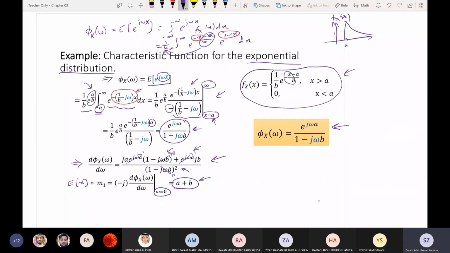Now, if you want to do it again for the expected value of x squared, you need to differentiate this function twice, and so on. However, differentiating twice is different. It's much easier in general than integrating a complex function.